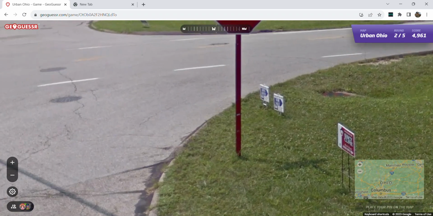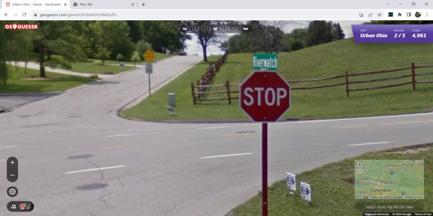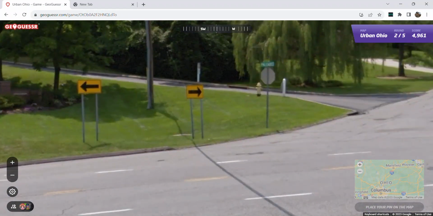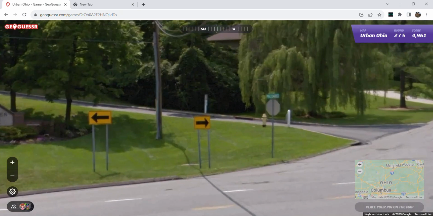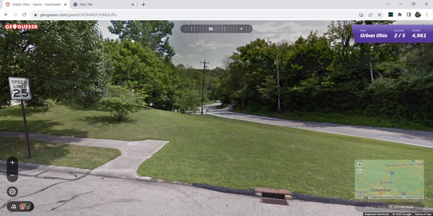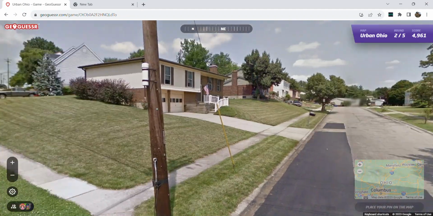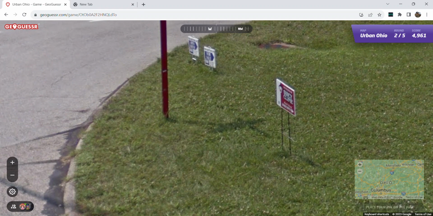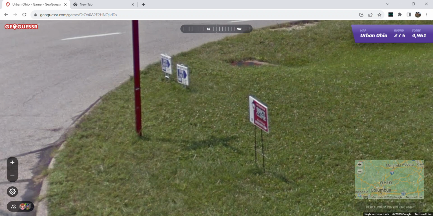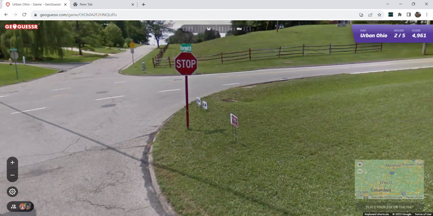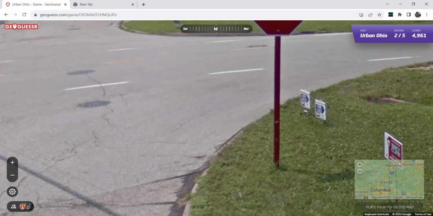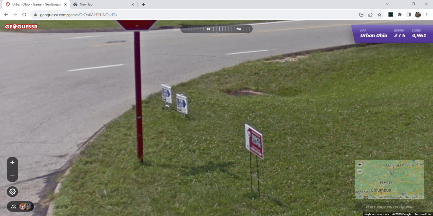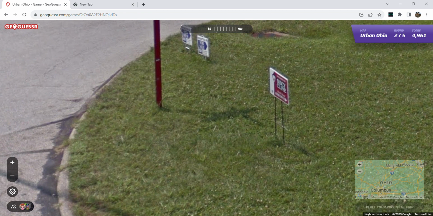Here, this round looks a little bit rural too. Weird. Riverwatch. Okay. Palisades. Riverwatch and Palisades. Very interesting. It's going to be real difficult, it looks like, to get an area code off of that sign. It's very hard. There's not too many area codes in Ohio, though, especially not in urban Ohio.